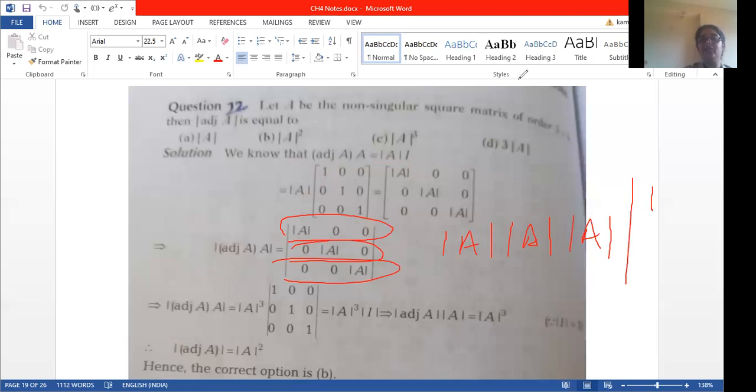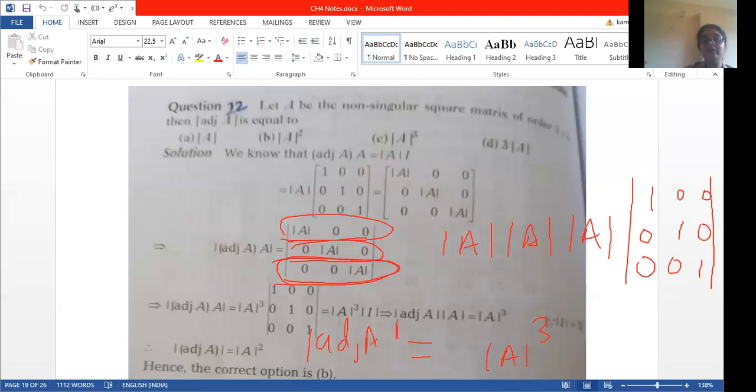If we have taken determinant common from the first row, we are left with 1 0 0. Second row, if we have taken determinant common, we are left with 0 1 0. Then if from the third row we have taken determinant common, we have 0 0 1. This is what? Identity matrix. Clear? So it will be equal to determinant of A to the power of 3, which is equal to determinant of adjoint of A multiplied by A.